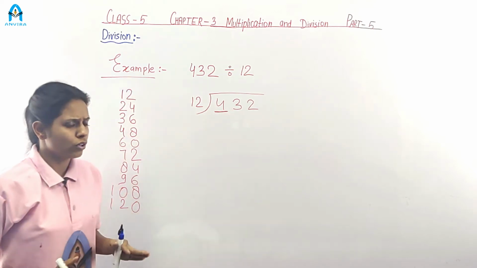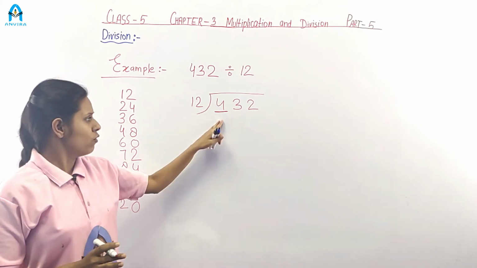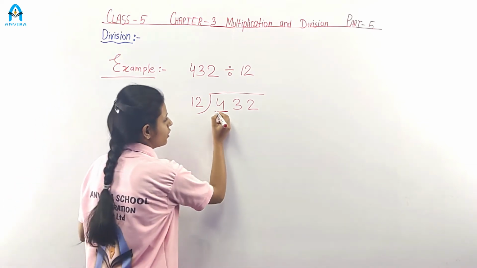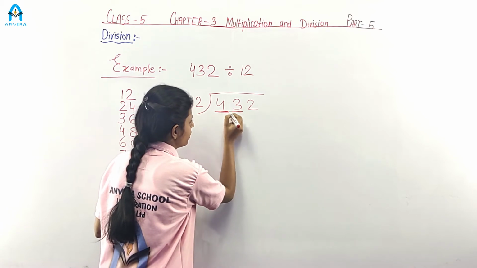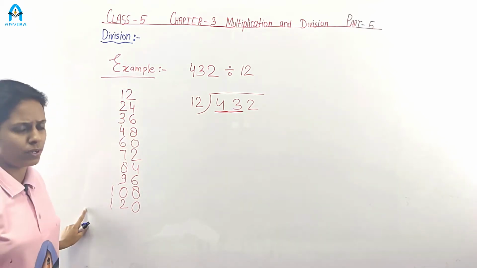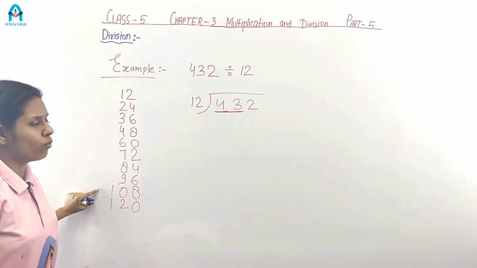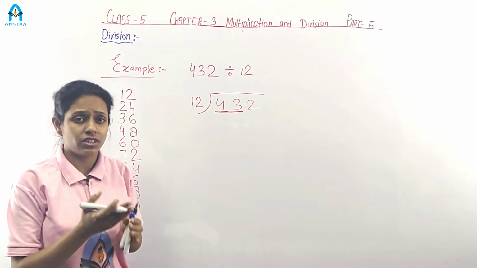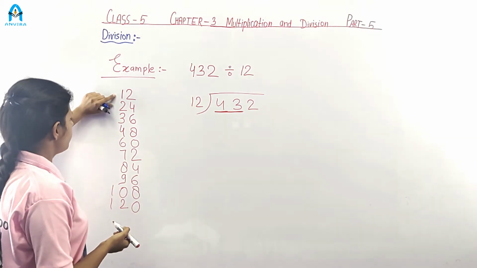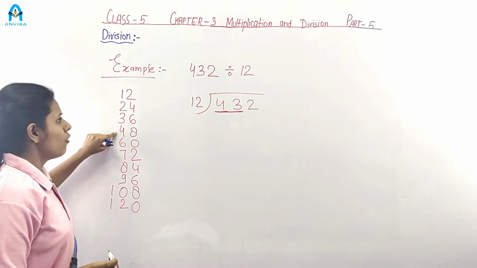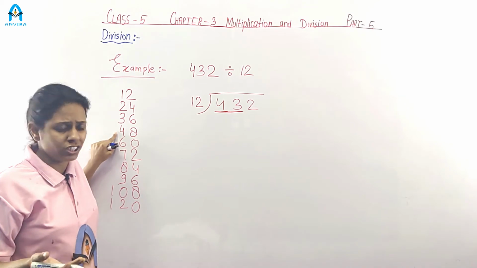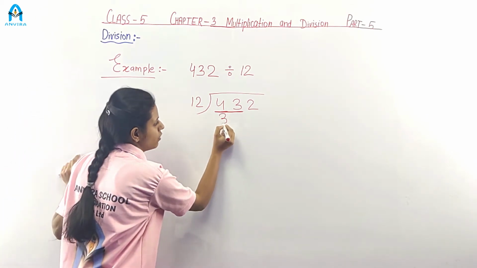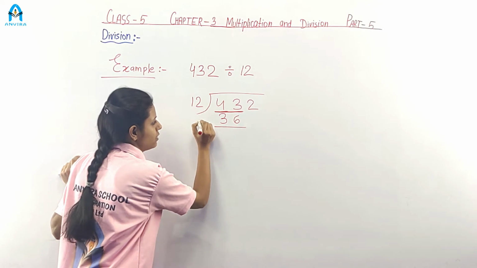So now let's divide. The first digit is 4. Just check in the table of 12. Is 4 there? No. Is there anything smaller than 4? No. So we take 2 digits. This is 43. Just check whether 43 comes in 12's table. No, 43 is not there. So now let's check the number smaller than 43. 12, 24, 36, 48. 48 is bigger than 43. So now we take this number, 36. We write 36 here and then subtract.